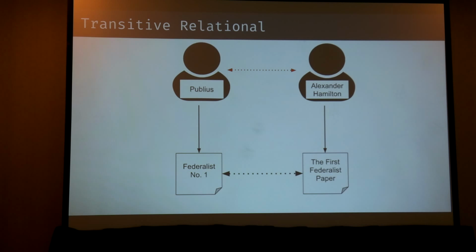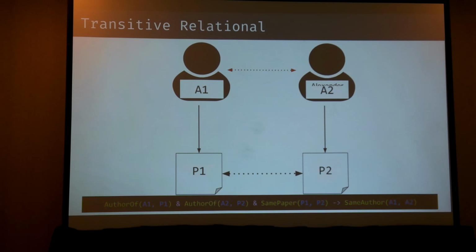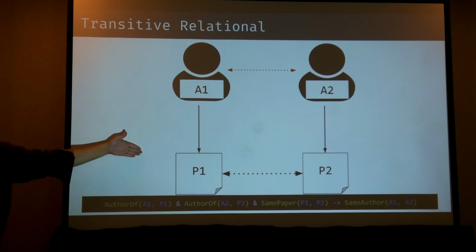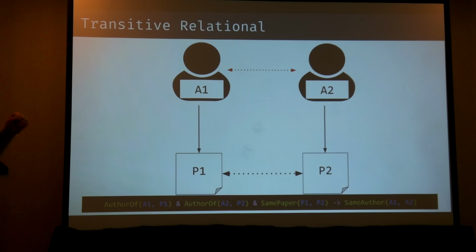So once again, we have a situation like this. We have Plubis authoring Federalist number 1, and we have Alexander Hamilton authoring the first Federalist paper. And if we know Federalist 1 is the same as the first Federalist paper, then we can say, well, Plubis and Alexander Hamilton, probably the same person. So we can get a rule like this down at the bottom. Maybe hard for you people at the bottom to see, but essentially we have author of A1, P1, so here we have this link, and author of A2, P2, that link on the right side. And if P1 and P2 are the same paper, then A1 and A2 are probably the same author.